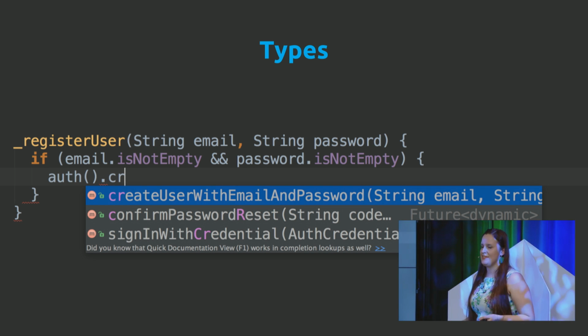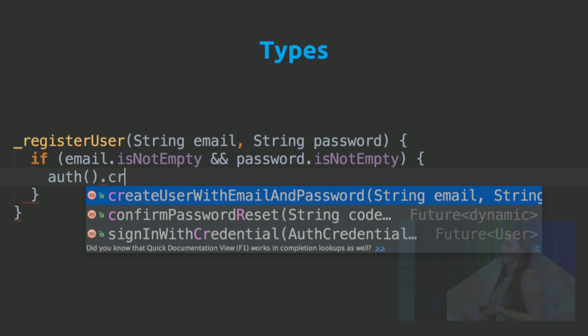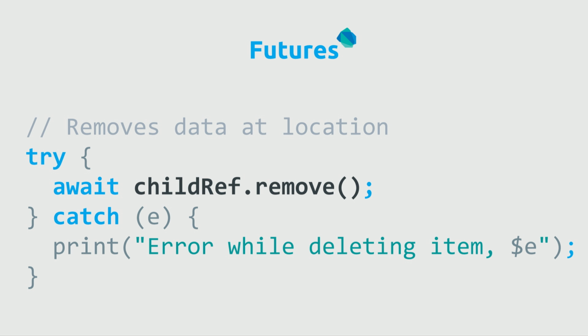Well, types. I have to say I love types, and I love using them. So with this Firebase package, you can use types, and you can benefit from it. For example, when you are using code completion, it's better for documentation, and so on. Futures. I love futures, especially async await. So lots of methods in this Firebase package return futures, and you can use them.